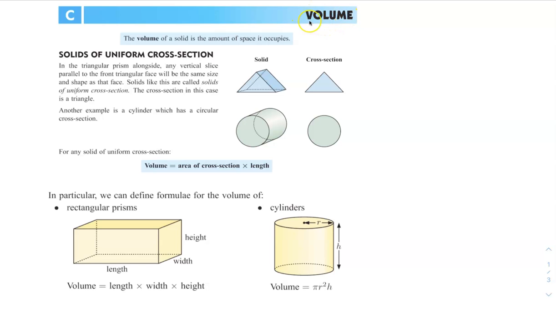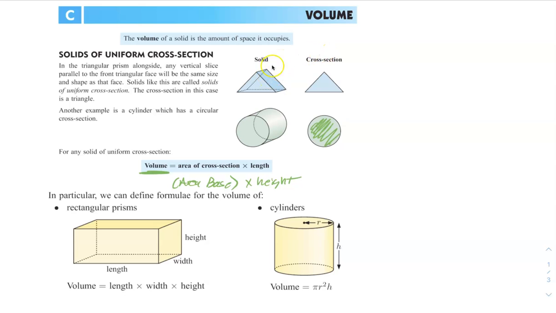Volume. So this one we talk about volume of solids, which is just the amount of space it occupies. Now, much like surface area, I think the volume of a solid is actually a pretty simple formula. It's just area of the base times the height. So that's what's going on here, right? You find the area of the base, and then you fill it up by multiplying by the height.